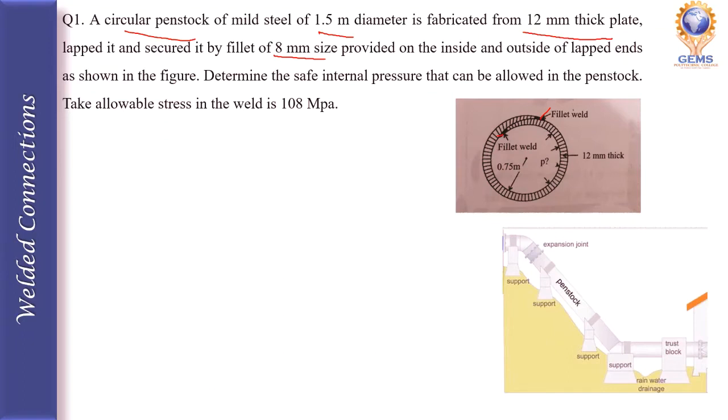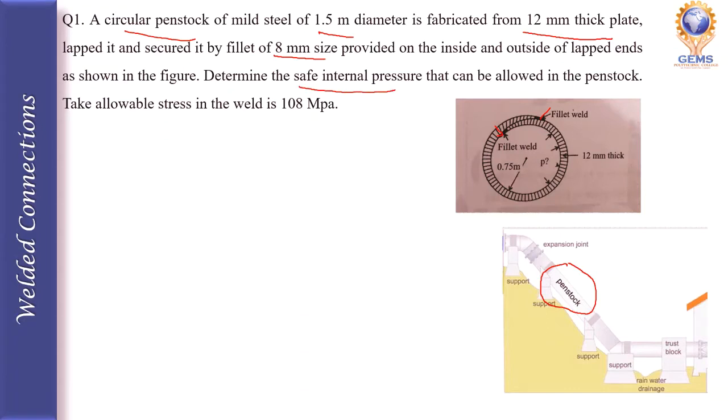So this is the diagram of a cross section of a penstock. These are the fillet welds we are using inside and outside. These penstocks are used to transfer the water from upstream to the downstream, so it will have some internal pressure. So we are going to find the safe internal pressure of the penstock.